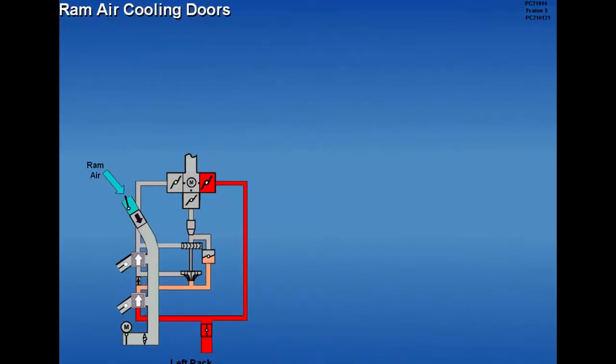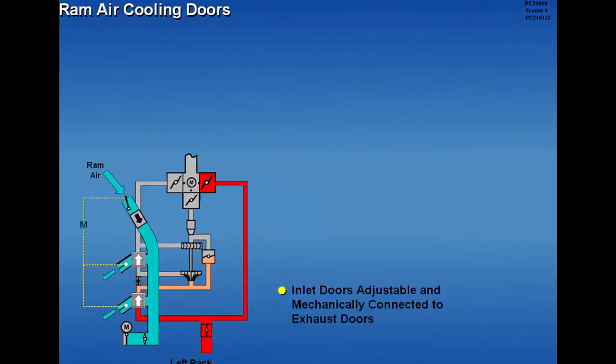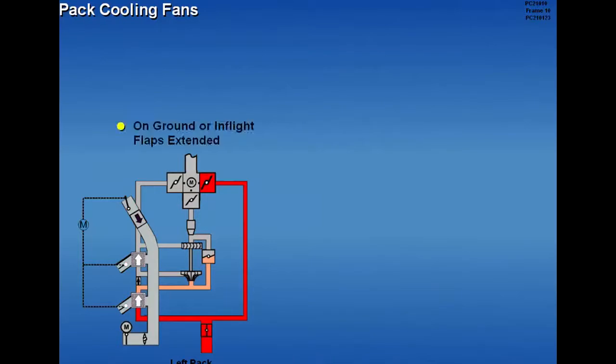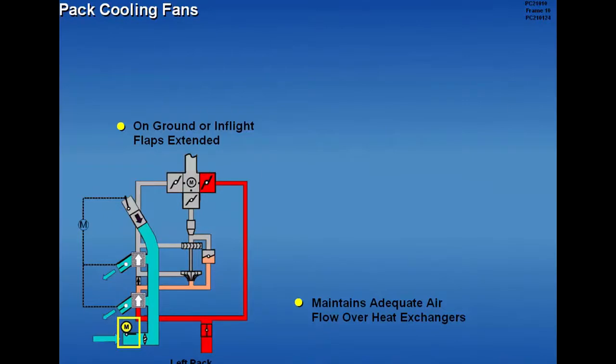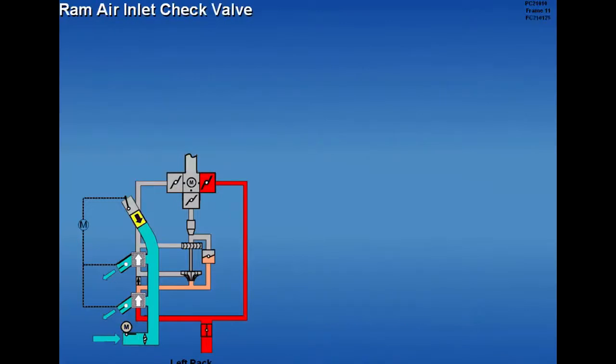Ram air enters through the ram inlet doors, flows over the heat exchangers, and exhausts through louvered exhaust doors. The ram inlet doors are adjustable and mechanically connected to the louvered exhaust doors. When a pack is operated on the ground or in flight with the flaps extended, a pack cooling fan operates to maintain adequate airflow over the heat exchangers. A motor-operated inlet door opens when the fan is activated. A check valve incorporated in the ram air inlet prevents air from escaping through the ram inlet.